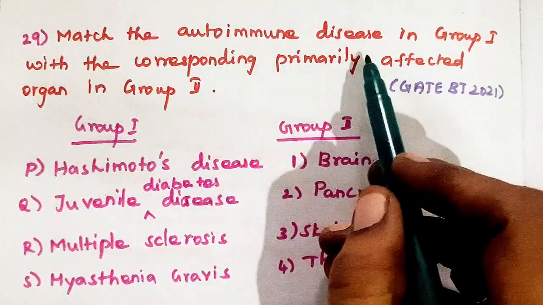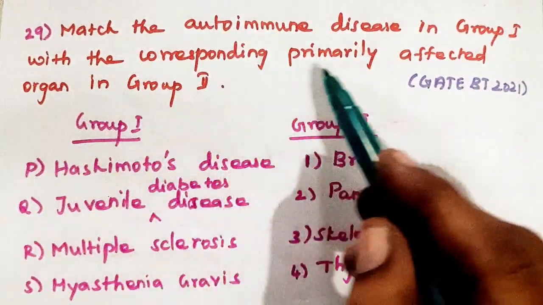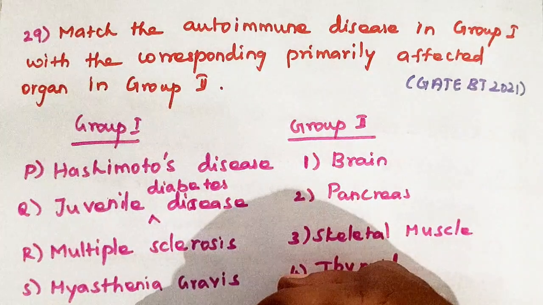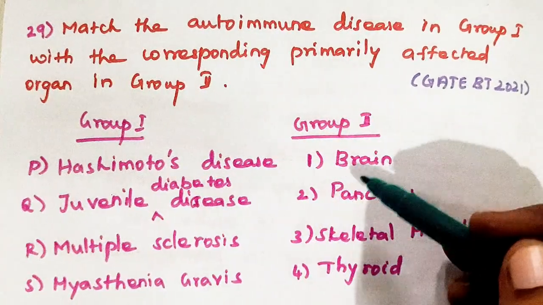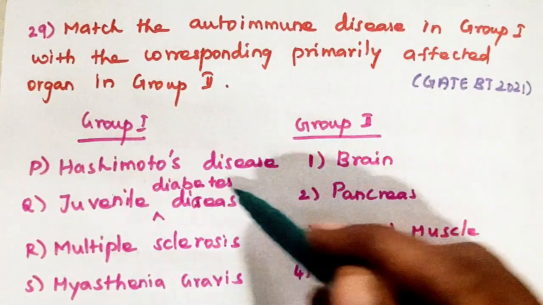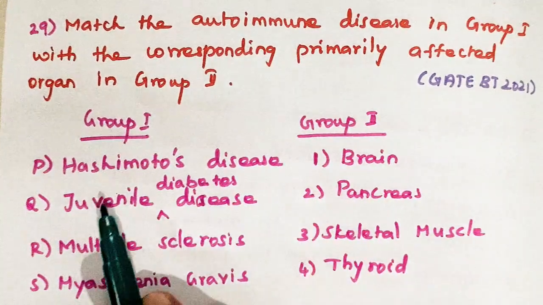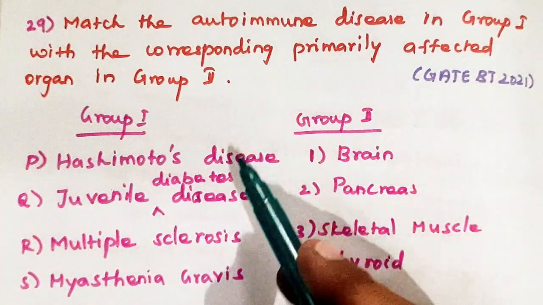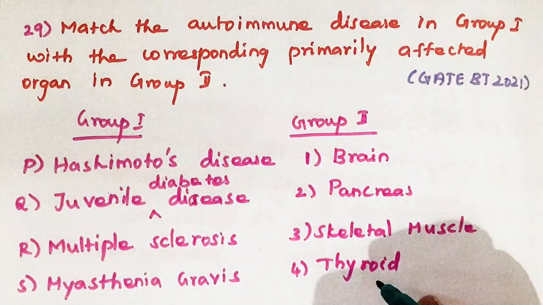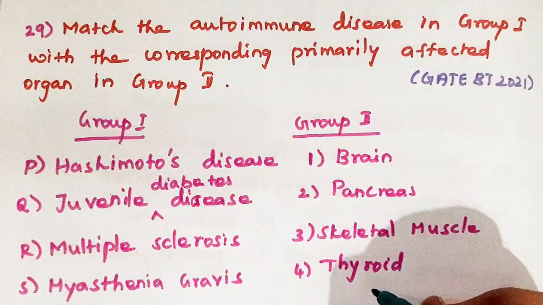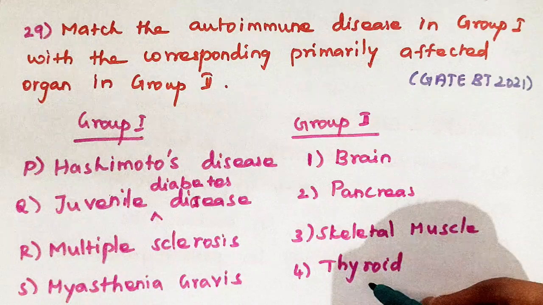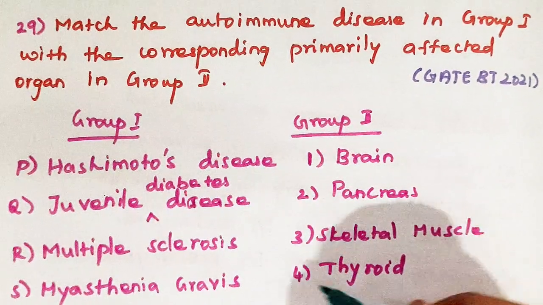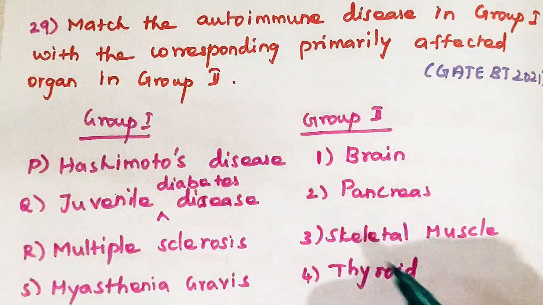Match the autoimmune diseases in group 1 with the corresponding primarily affected organ in group 2. So group 1 has autoimmune diseases and group 2 has the organ which is affected by these diseases. So first one is Hashimoto's disease, an autoimmune disease which can cause hypothyroidism, or underactive thyroid. Very rarely it may cause hyperthyroidism or overactive thyroid. So Hashimoto's disease will affect the thyroid.